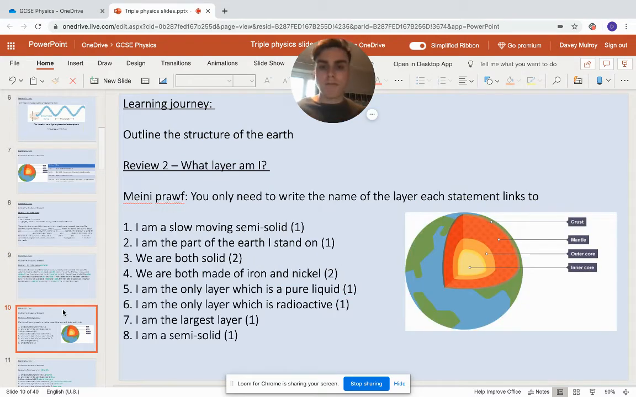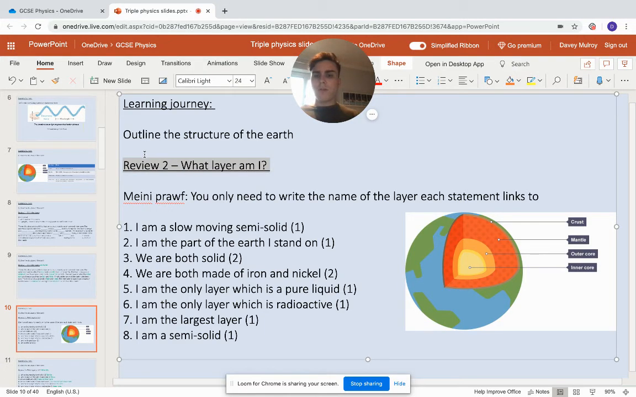Now, our second review. So first thing we need to do, subtitle, review 2, what layer am I? So I'm going to give you time to write that in, underline it. Now, success criteria for this, you only need to write the name of the layer each statement links to. And in brackets, the number tells you how many layers are the answer.